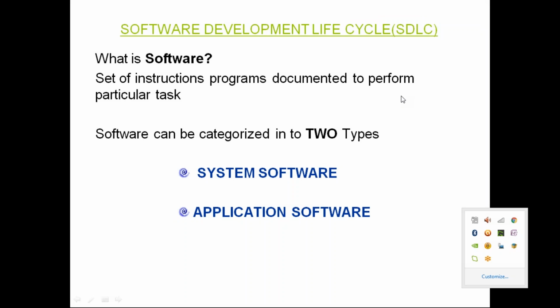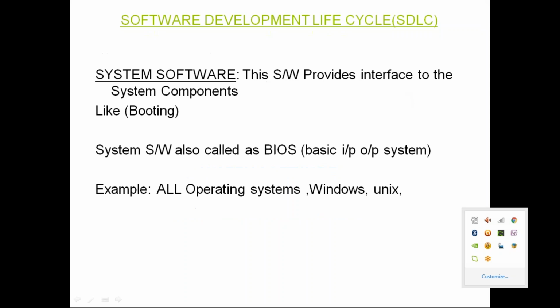Now, let's have a look at this. System software is software that provides an interface to the system components. System software is also called BIOS, basic input output system, and the best example is operating systems. All operating systems, even BIOS and booting, are examples. The best example is drivers.